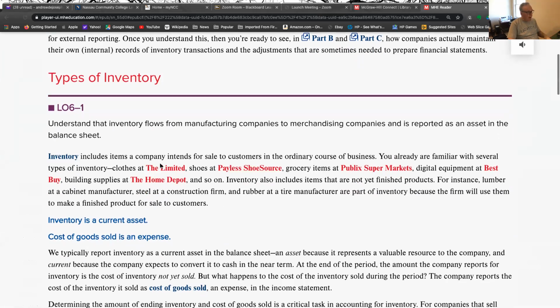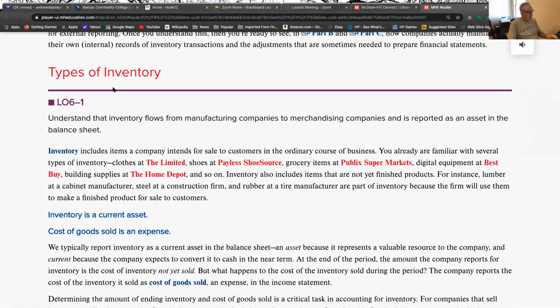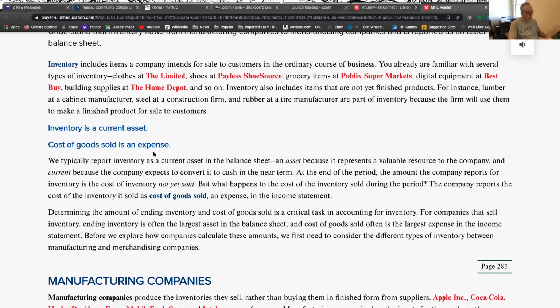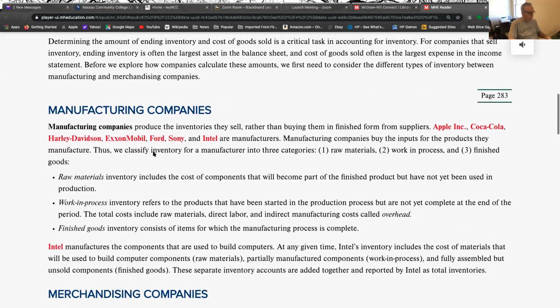So just for background, right? Types of inventory. Items that a company intends to sell to customers. It's the stuff that's on the shelves. It's the stuff that's in the warehouse. Inventory is a current asset. Cost of goods sold is an expense, right? But you kind of knew that already anyway.